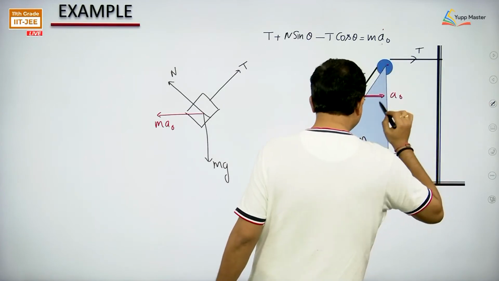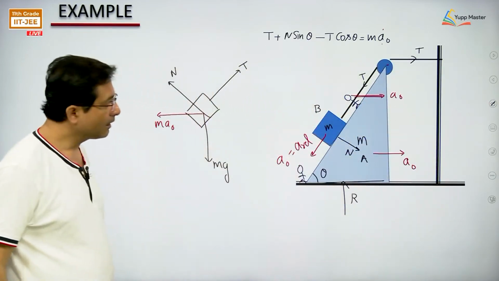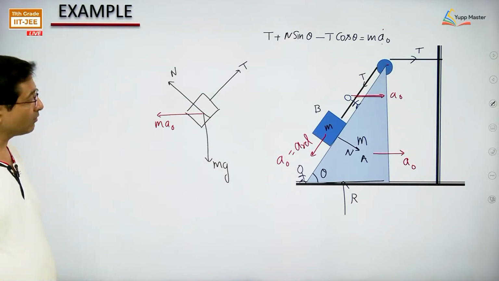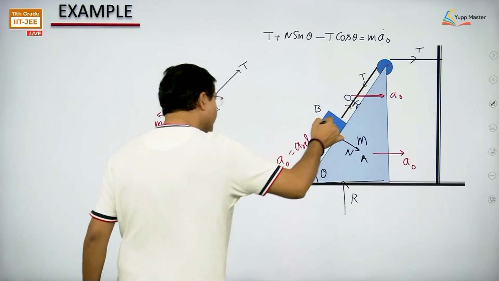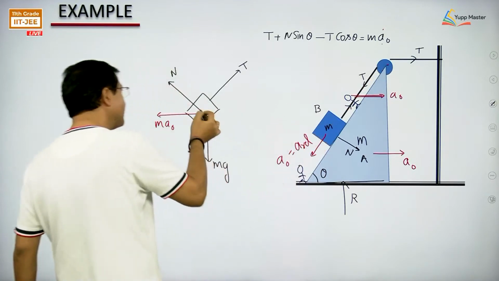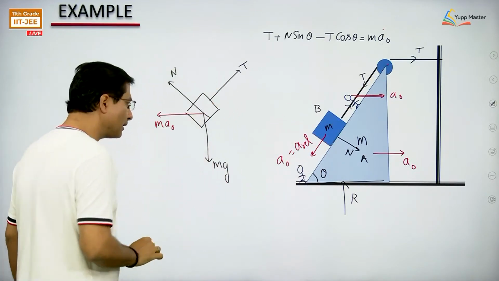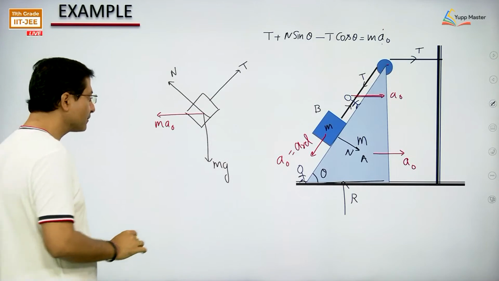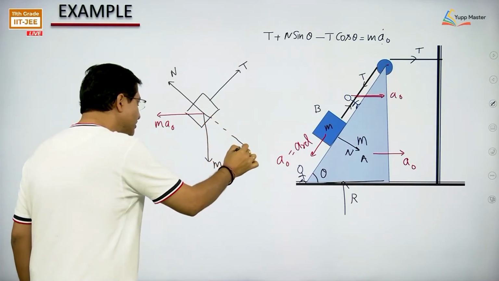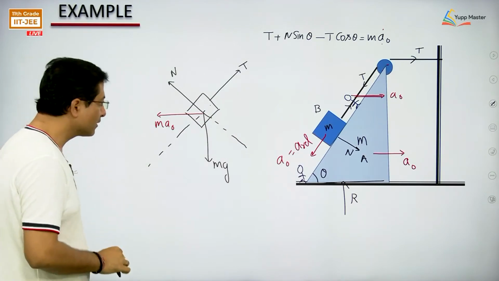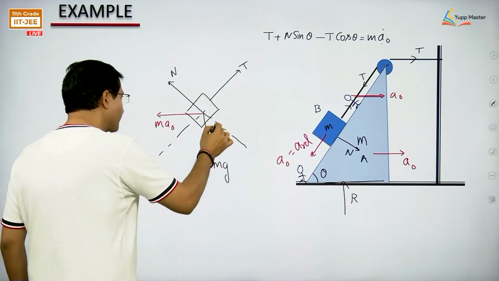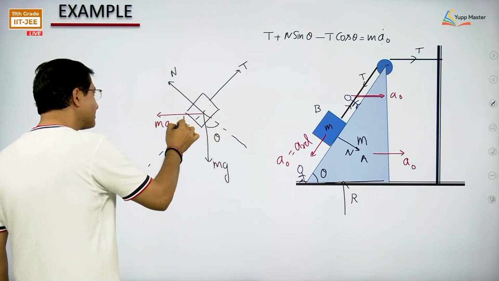So what I will do, I will resolve all the forces along the plane and perpendicular to the plane. So tension is already along the plane, normal is already perpendicular to the plane, so these two are along the plane and perpendicular to the plane. Now mg and ma0 I can see they are not along the plane and perpendicular to the plane. So this angle is theta and here this angle is theta.